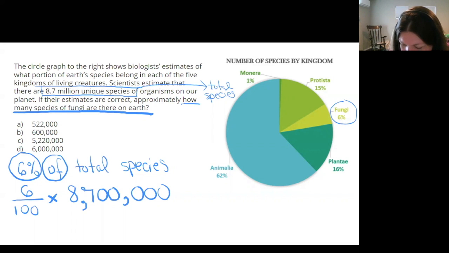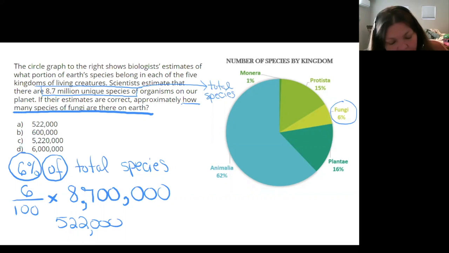Okay, wonderful. Now I'll get the same numbers, 5, 2, and 2, but they'll be in a very different decimal place. So 6 divided by 100 times 8,700,000. And no, you don't need the commas in your calculator. And we can see how Manal got 522,000. So A is the correct answer.